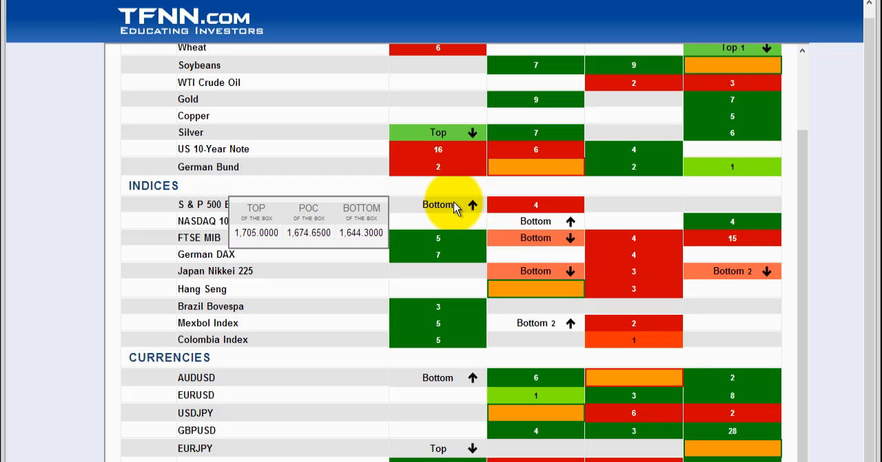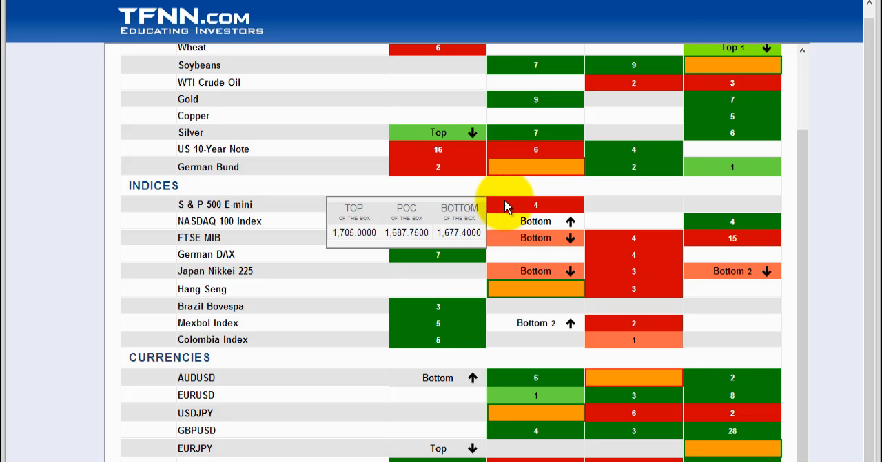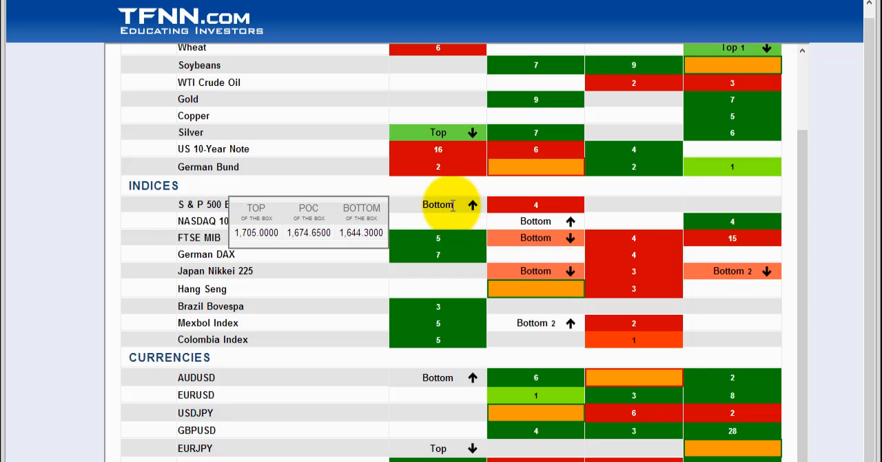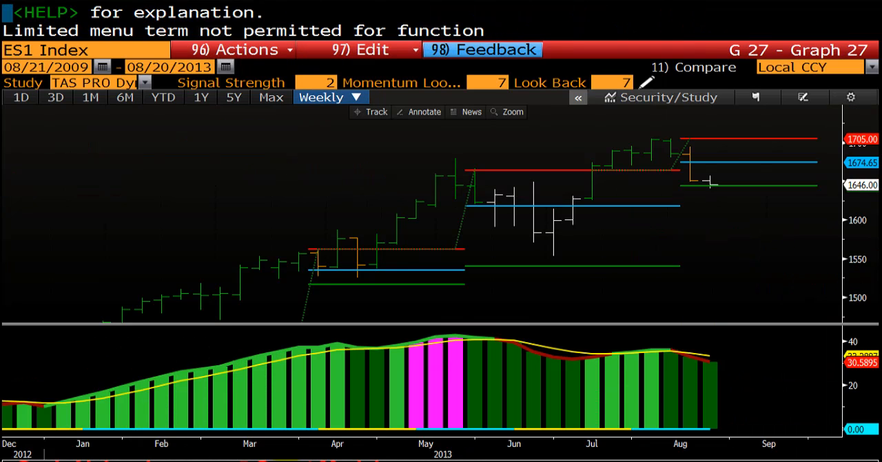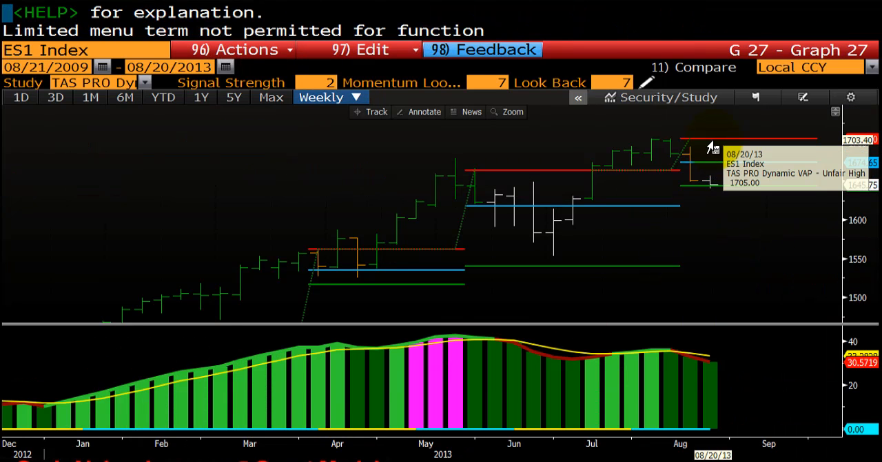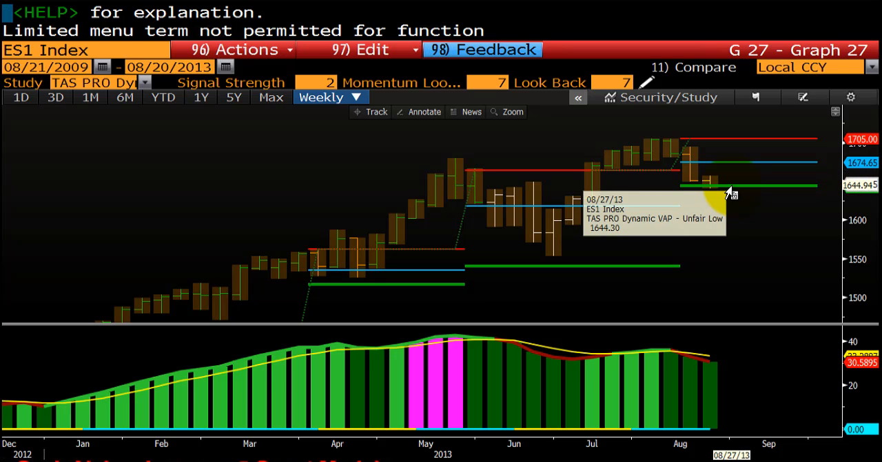This bottom, what we've done here is really neat, I think: we've provided you the top, the POC, and the bottom of our weekly grid and any grid that we mouse over. So we're giving you the top 1705, which is just what we looked at on the weekly chart. The bottom is 1644. I'm going to pull back up our weekly chart, and I'm going to reiterate that 1705 is the top and 1644 is our bottom.